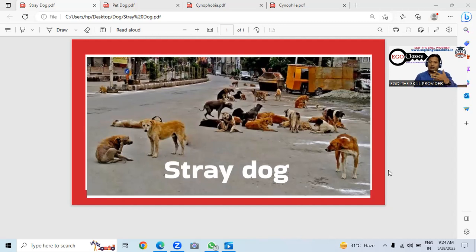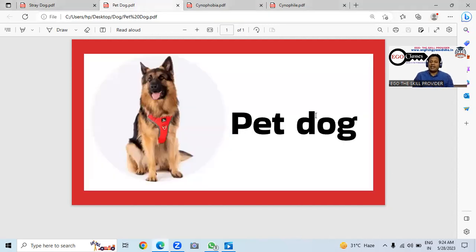And of course, a lot of volunteers, some NGOs, and the government are taking a lot of steps to protect these stray dogs. Okay. So these are called stray dogs, homeless dogs. The next one is called pet dog.